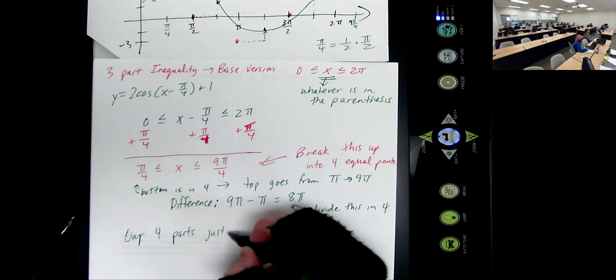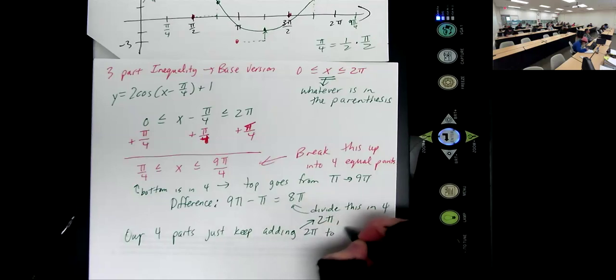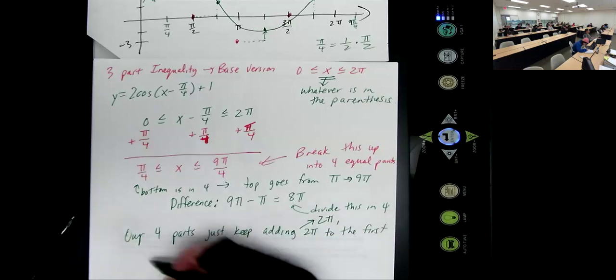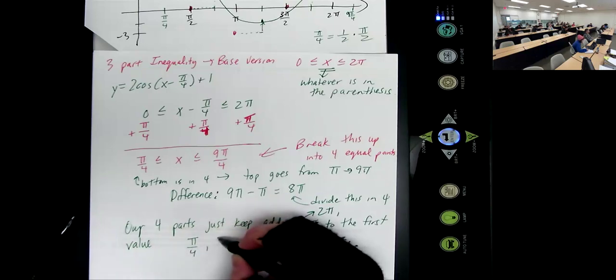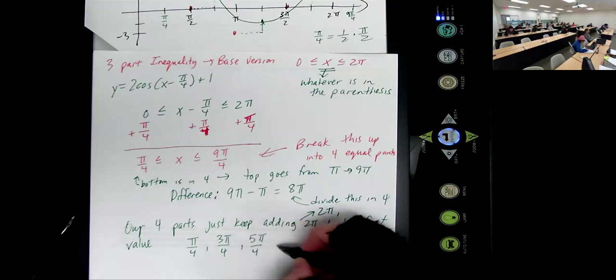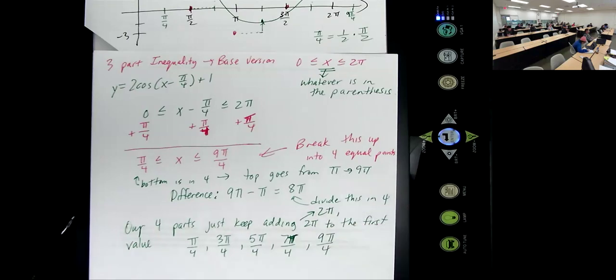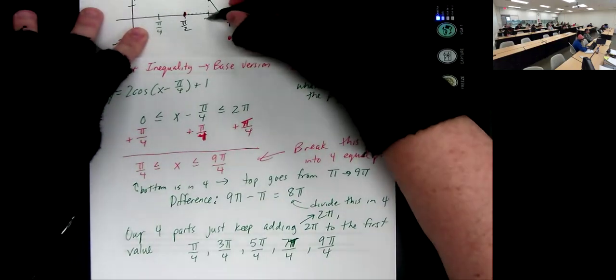Just keep adding 2 pi to the first value. So we have pi over 4. I add 2 pi on top, I get 3 pi over 4. I add 2 pi on top, I get 5 pi over 4. I add 2 pi on top, I get 7 pi over 4. And I add 2 pi on top, I get 9 pi over 4. Those are the 5 marks right here.